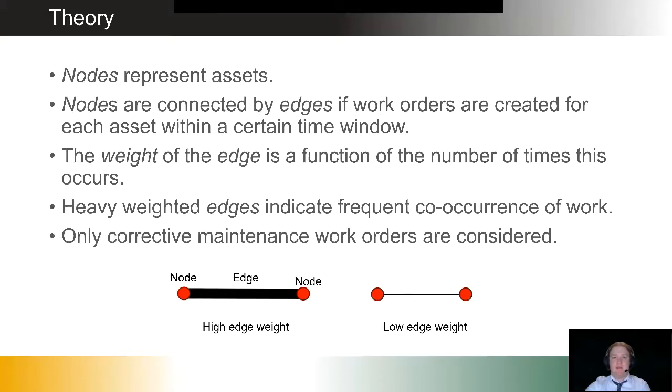Additionally, only corrective maintenance is considered for now, as we wish to consider cascading failures of assets, and this is most common amongst corrective maintenance work orders.